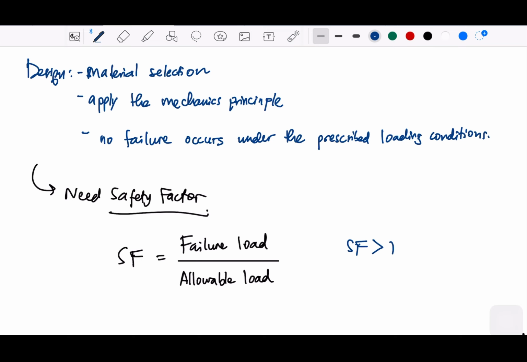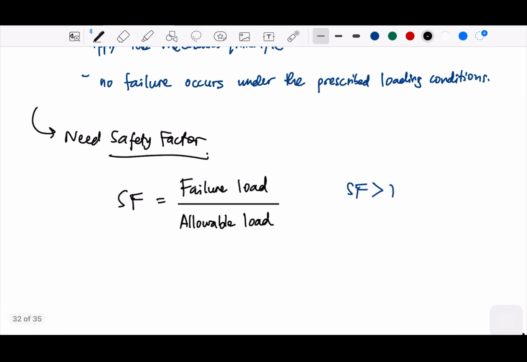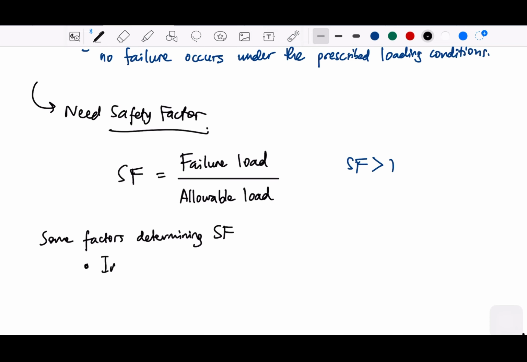Of course, there will be some factors aside from the loads, but that is not really in our details. But let me just show you what the other factors are. Some factors determining SF. The first one is the importance of failure. What type of failure?